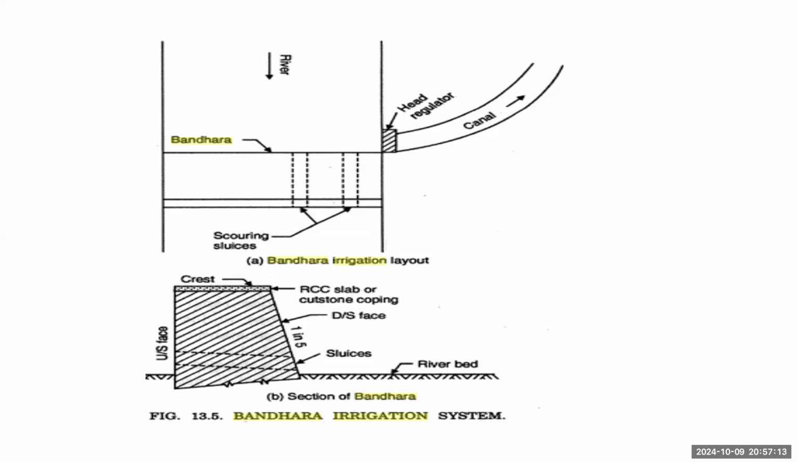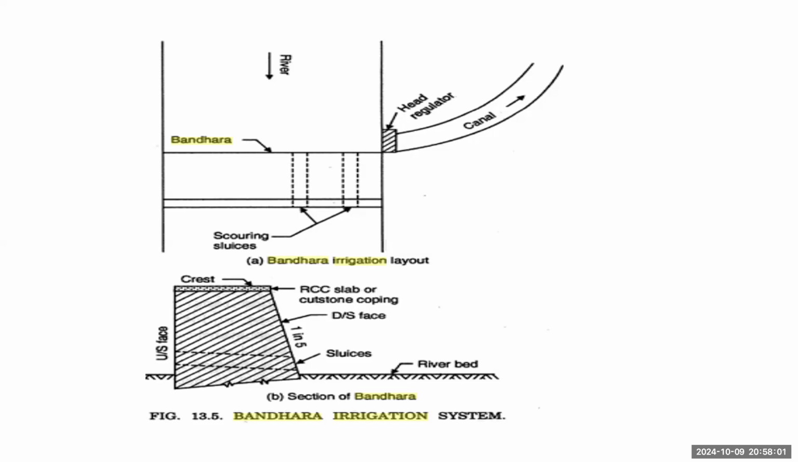Scouring sluices means what? These are the rectangular tunnels which are formed during the construction of Bandhara at the base of the Bandhara. And its purpose is to remove the silt deposited on the upstream side of the Bandhara. See, when such a solid obstruction is put across the flow of water in a river, that river carries sediment and these sediments get deposited against the Bandhara. And due to that, the storage capacity of water in the river reduces. In order to remove this silt, these sediments, there is a provision of scouring sluices.